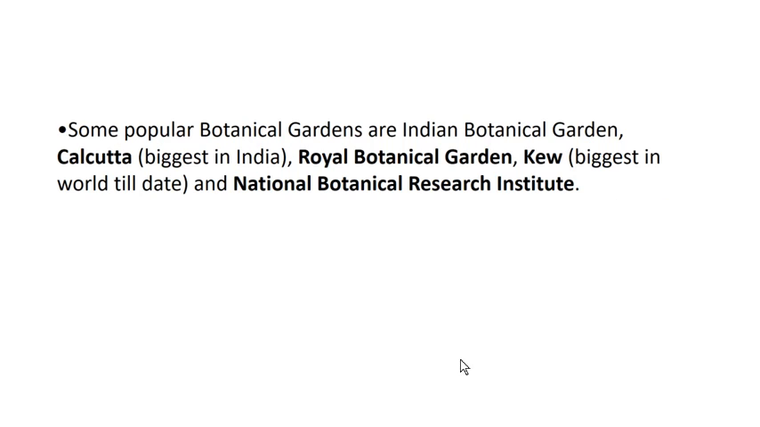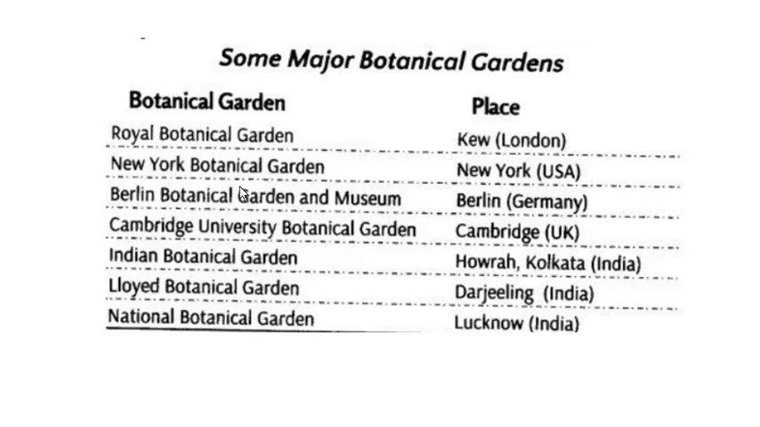Some of the botanical gardens are the Indian Botanical Garden, which is present in Howrah in Calcutta, the Royal Botanical Garden Kew, which is present in England, and the National Botanical Research Institute, which is located in Lucknow. So look here, the Royal Botanical Garden is located in Kew, London. Another one, the Indian Botanical Garden, is located in Howrah, which is in Kolkata, and the National Botanical Garden is located in Lucknow. There are some more names which I have given here.